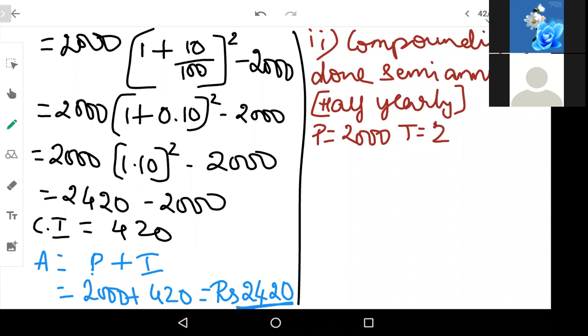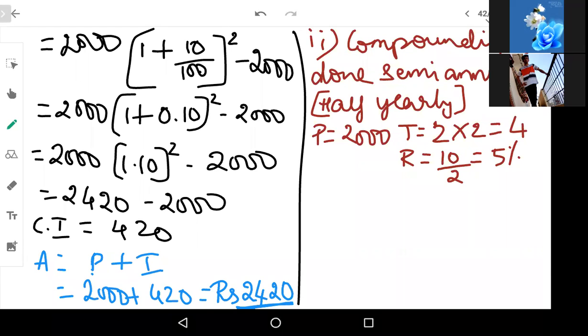and time is 2 years. So since it is semi-annually, I have to multiply it with 2. So I get 4. Then rate of interest is 10%. I have to divide it by 2. So I get 5%. I hope you are able to understand why I multiplied the time with 2 and why I divided the rate by 2. So 10% is for 1 year. Since it is half yearly, every 6 months, we have to divide it by 2.